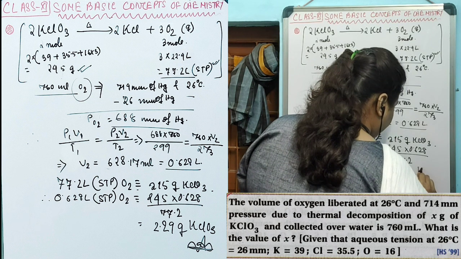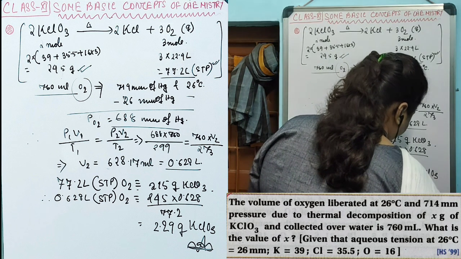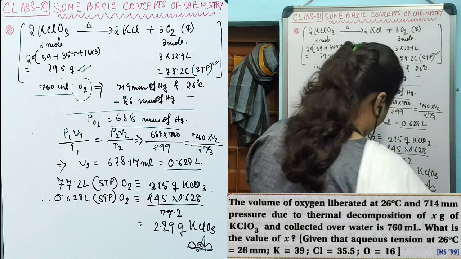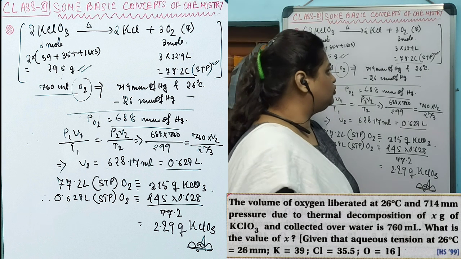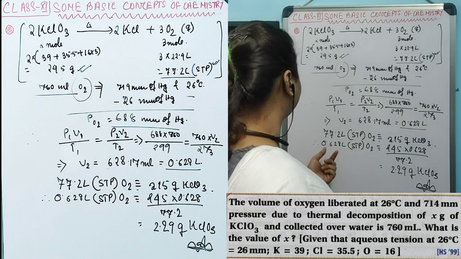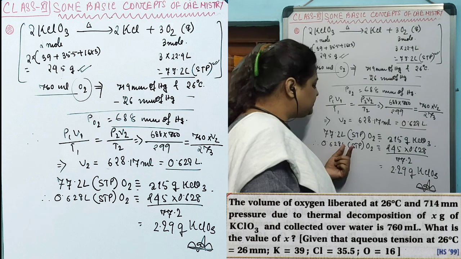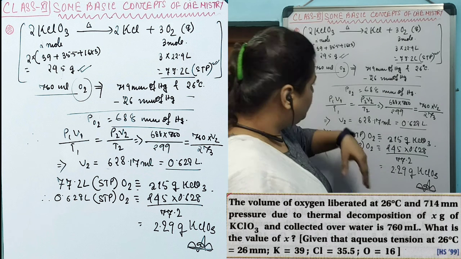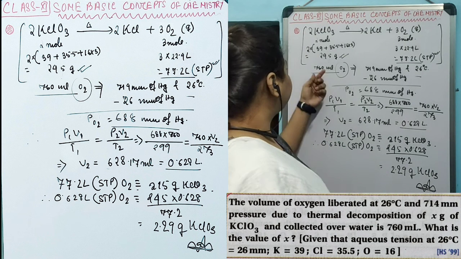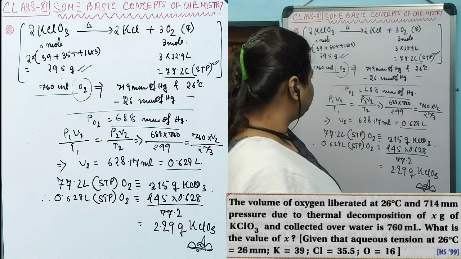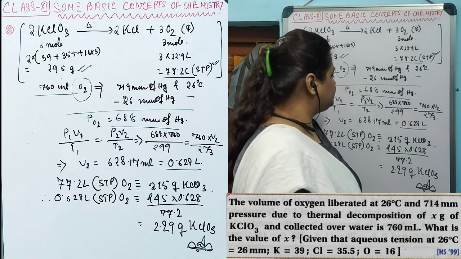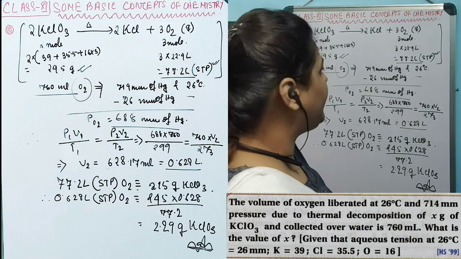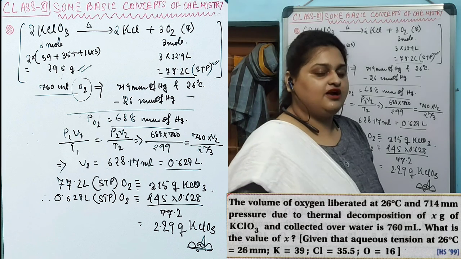This will give 2.29 gram of KClO3. This is the amount of KClO3. 2.29 gram KClO3 will decompose to produce 0.628 liter of O2 at STP, which corresponds to 760 ml of O2 at 714 millimeter of mercury and 26 degree Celsius temperature.